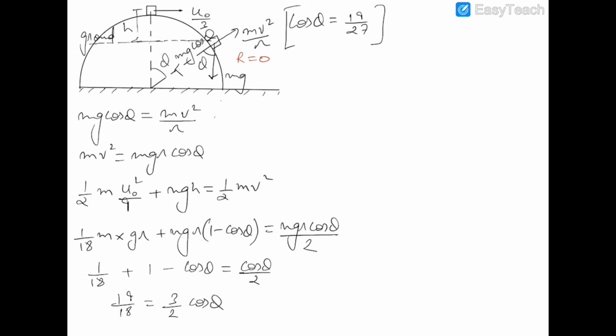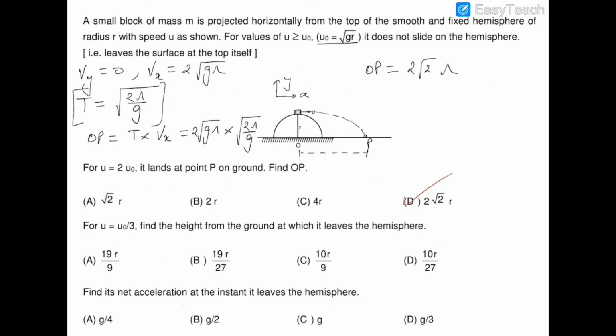So the height from the ground, this is the actual ground, is being asked in the question. So this height h will be equal to r cos theta, and therefore h will be equal to r into cos theta, which is 19 by 27. So the correct option will be option number B.